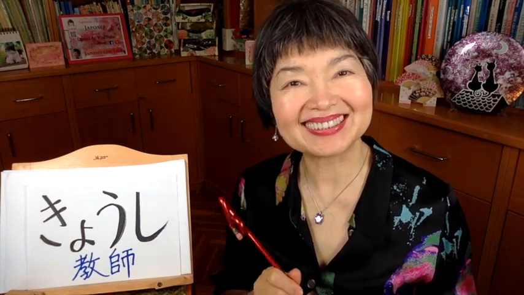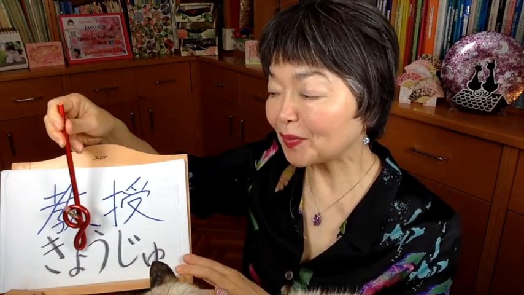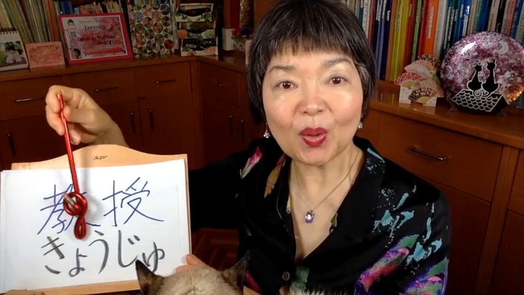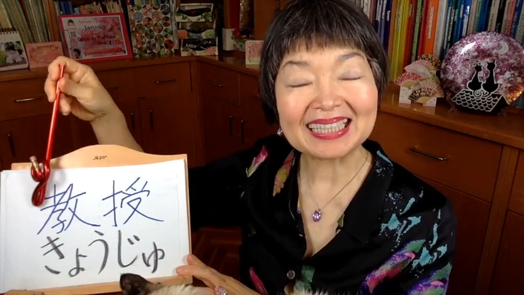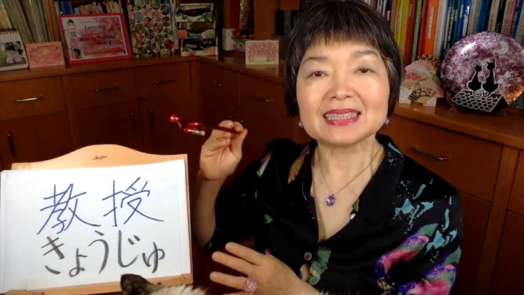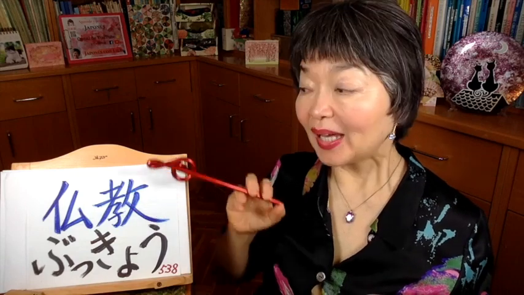So this is like a profession. And this one is a little bit difficult to pronounce because we've got two small letters, yo and yu. 教授. But the first kanji is still the same, something to do with teaching. 教授, this is the professor of the university. Again, this is the same kanji here, 教. And here we've got two small letters.